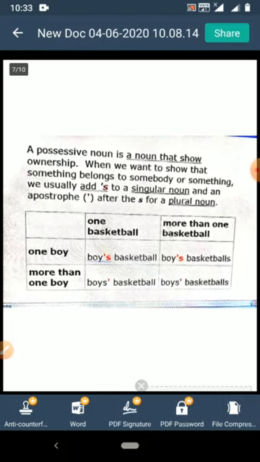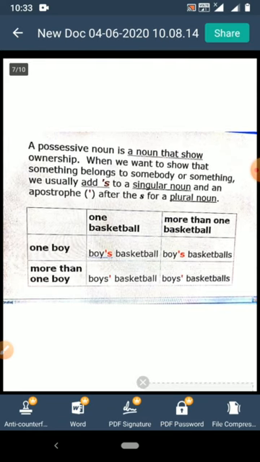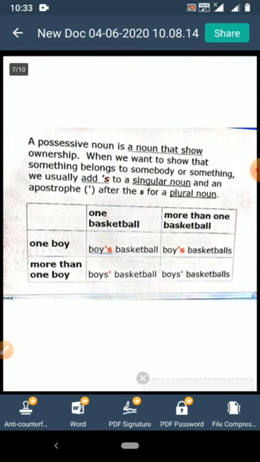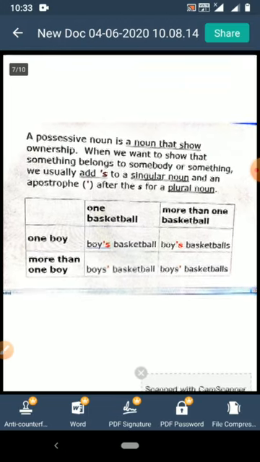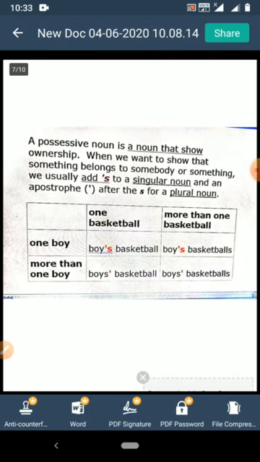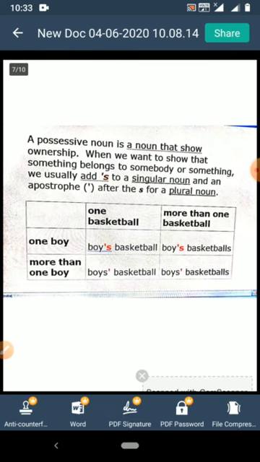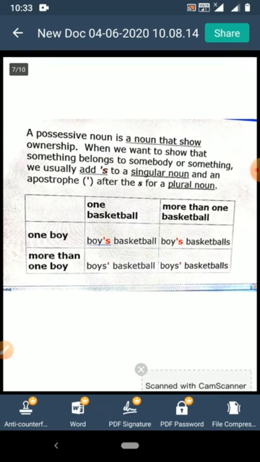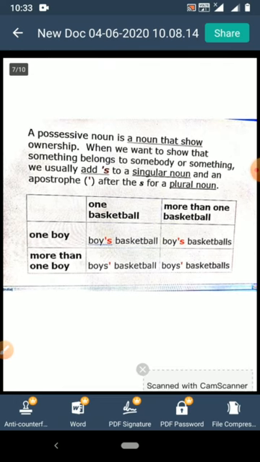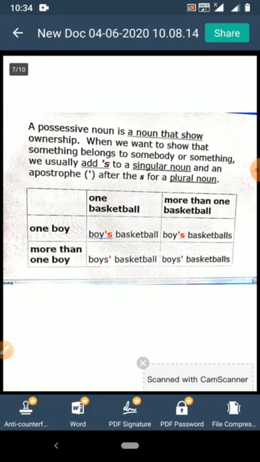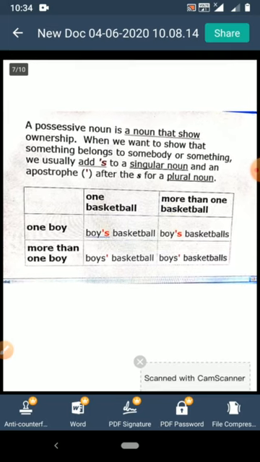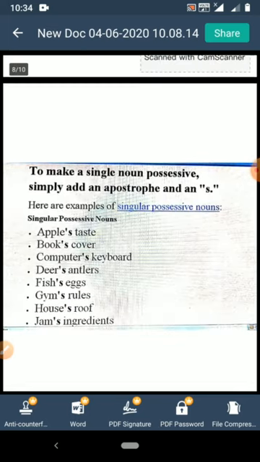Now, if the basketballs are more than one, the rule will be the same. It will be boys' basketball. That means the apostrophe will come after the S only. So remember, for a singular word, the apostrophe will come before the S, but if the word has S as its last letter, or it's a plural ending with an S, you have to put the apostrophe after the S. Now, to make a single noun possessive, simply add an apostrophe and an S.